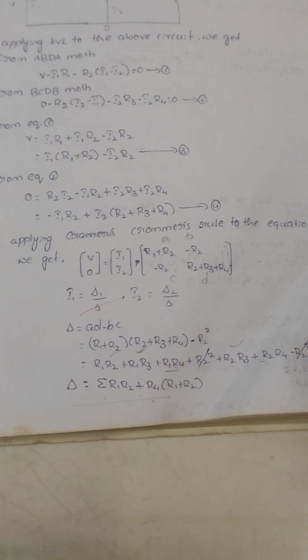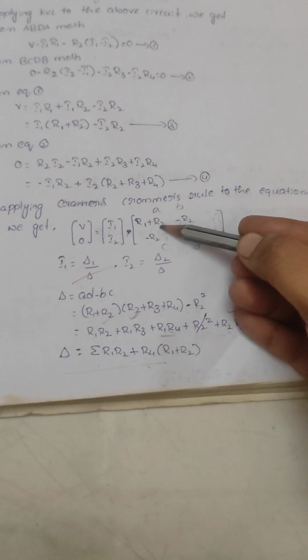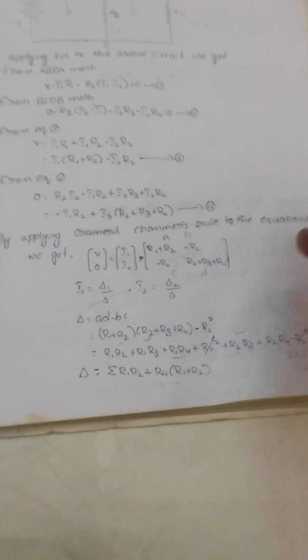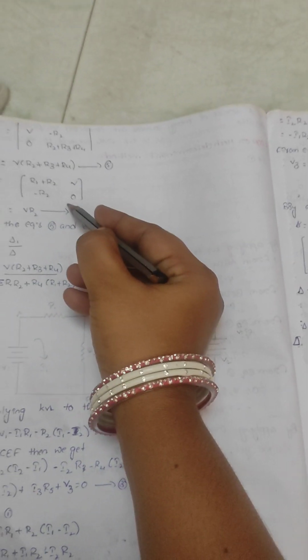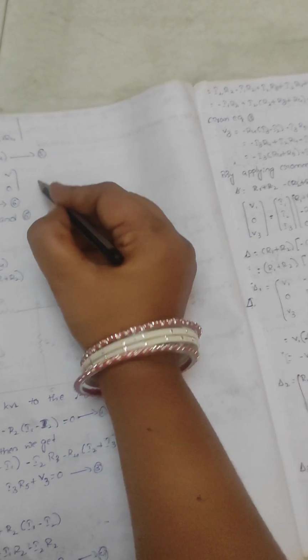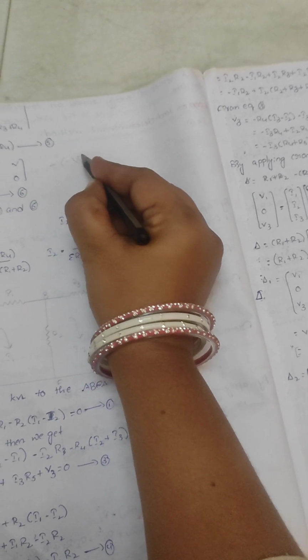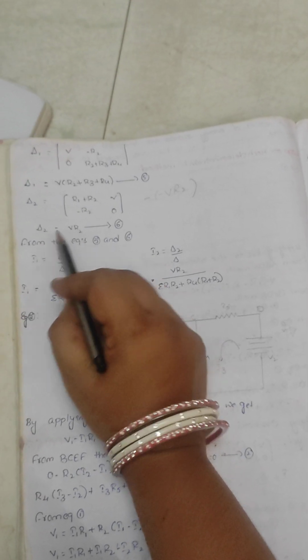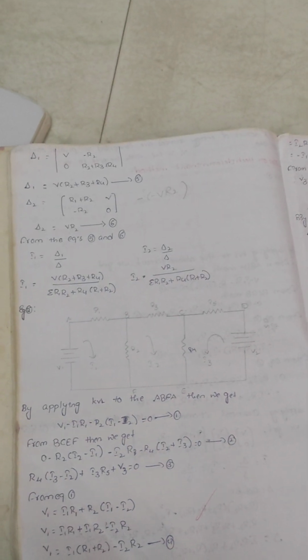Next, coming to the delta 2 value. R1 plus R2 and minus R2 will remain as they are, and we take V, 0 in the second column. So delta 2 is equal to 0 into anything, 0, minus minus of V R2, which becomes V R2. That is, delta 2 is equal to V R2.